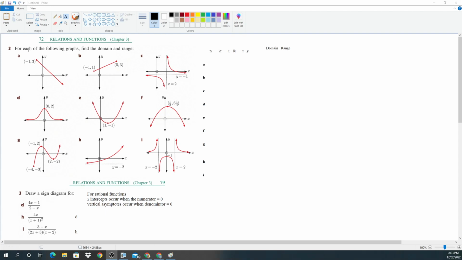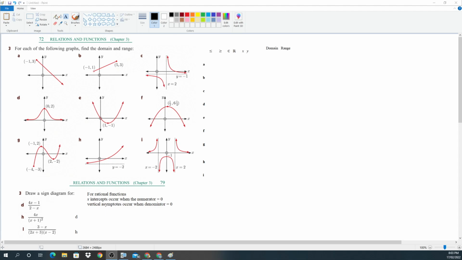As you can see, we've got a whole bunch of different graphs, and we basically have to find the domain, which is the boundaries of the x range, so how far left and how far right it goes, and the range, how far up and down it goes. I also happen to copy out some of my favorite symbols that I can't get easily, so that's going to help us a bit.